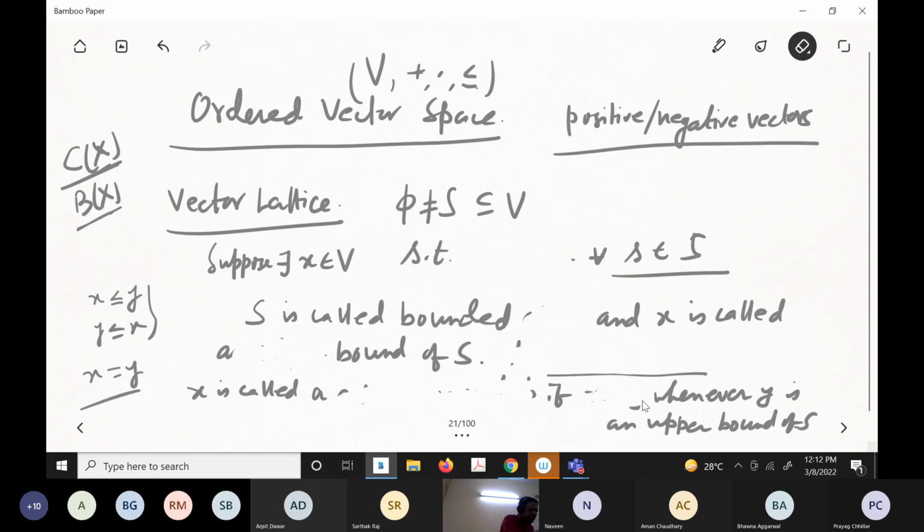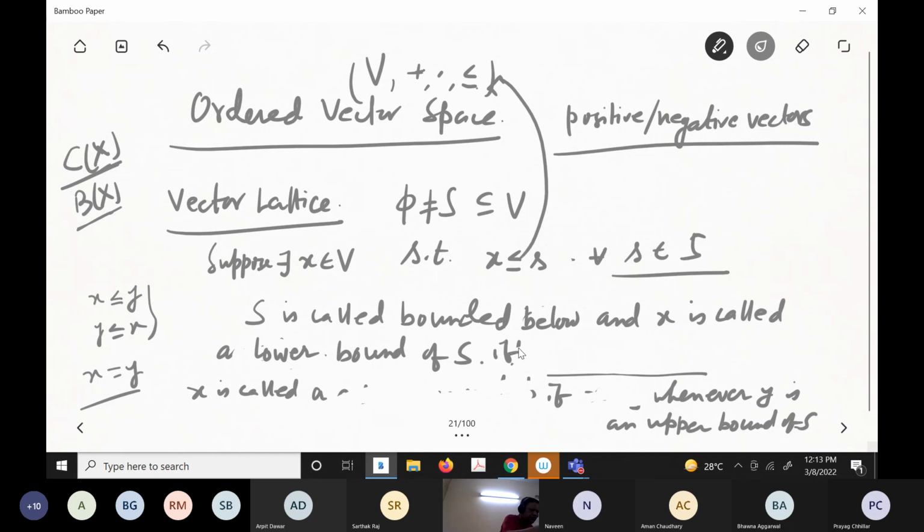What I'm going to write: suppose there exists V such that X belongs to V such that, don't confuse with the usual order in R, this is this order. So S is called bounded below and X is called a lower bound. Okay, fine. And X is called a lower bound of this set, and X is called a GLB or infimum of S.